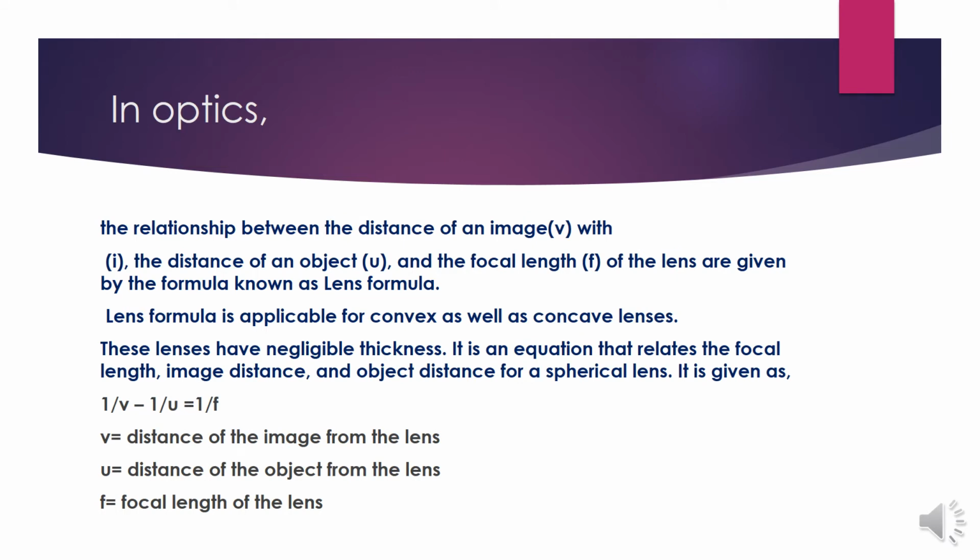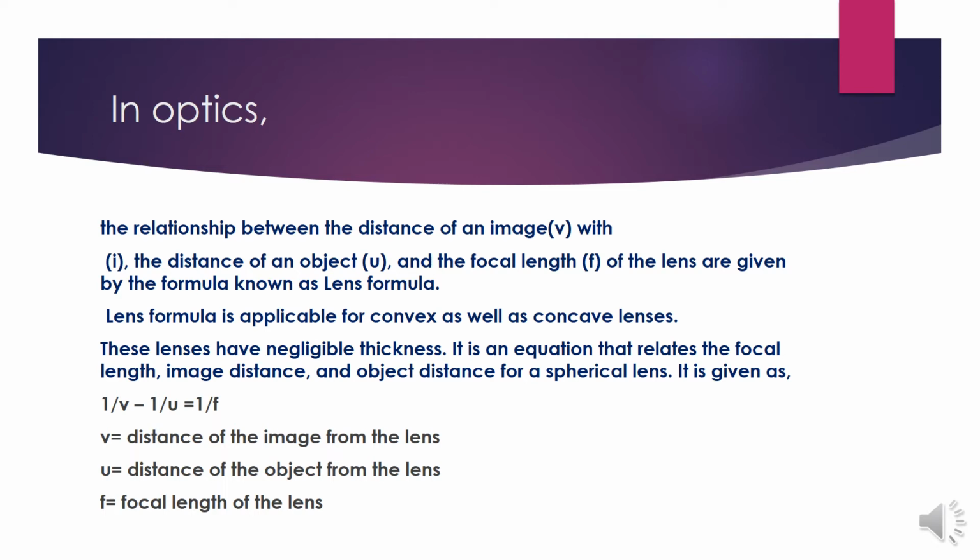In optics, the relationship between the distance of an image, which we say V, with the distance of the object denoted by U and the focal length symbol F of the lens are given by the formula known as lens formula. Lens formula is applicable for convex as well as concave lenses. These lenses have negligible thickness. It is an equation that relates the focal length, image distance and object distance.